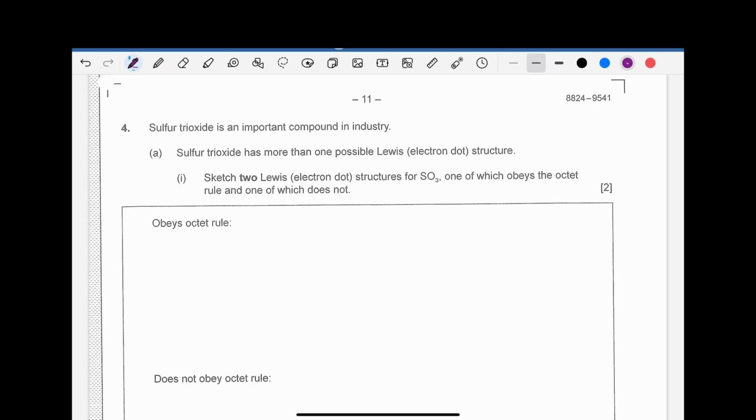So let's count the valence electrons first. Sulfur has 6 valence electrons, each oxygen has 6 electrons, so we have 3 oxygen atoms, so 6 times 3. So we'll have a total of 24 valence electrons. If I divide that by 2, we will have 12 pairs of electrons. Sulfur is the central atom.